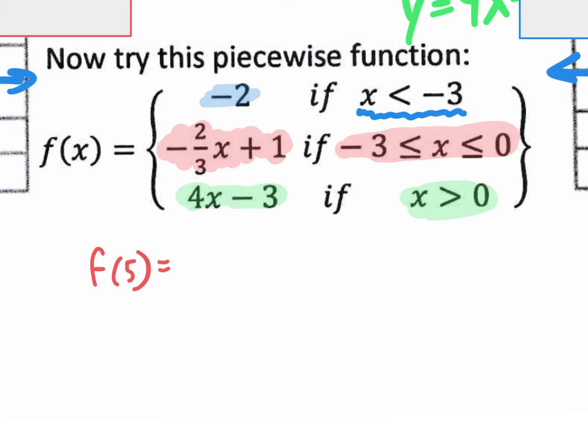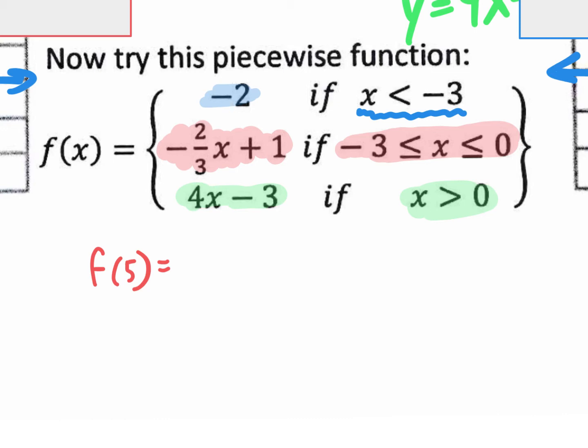F of 5. Now that means take the number 5 and put it into the f function. But this f function is not a regular function, it's a piecewise function. So where am I going to plug it in? Because there are several pieces to this function. Do I plug it in right here to this x? Do I plug it in right here to this bottom x? Am I going to use the top one? I don't know. Which one do I use? It all depends on your condition, ladies and gentlemen, right?